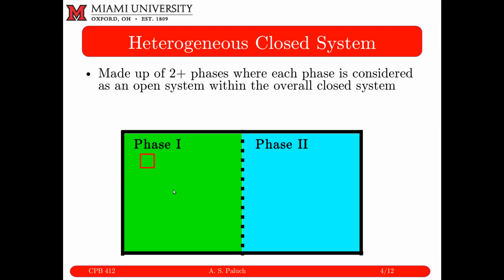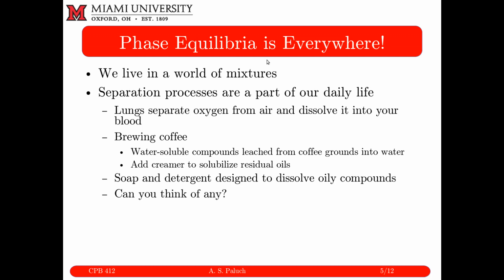If I were to look just at phase 1, properties are uniform throughout. It's homogeneous. It's open, just like the past slide, in that mass can cross my phase 1 boundary. Same thing with phase 2. What makes them special though is that any mass that leaves phase 1 would go to phase 2. Any mass that leaves phase 2 would go to phase 1. We'll come back to this later on when we derive our criteria of phase coexistence. But for now, heterogeneous closed system: properties are not uniform throughout, and it's still closed, and mass can't cross my overall system boundary.